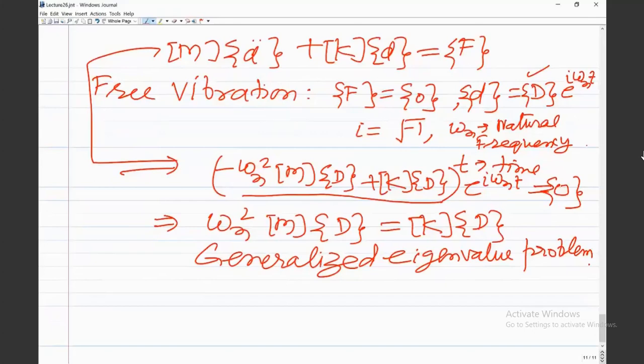There is a subspace iteration method. There is a Lanczos iteration method. So there are different methods to solve this generalized eigenvalue problem. I don't have time to discuss those different eigenvalue extraction techniques, but I just want to discuss how to model damping.